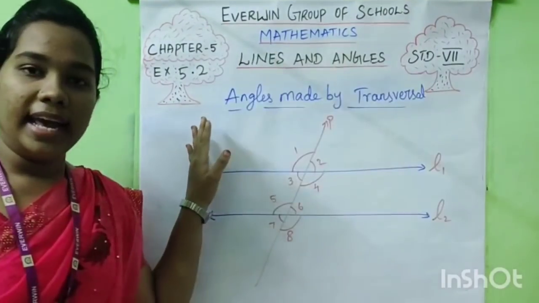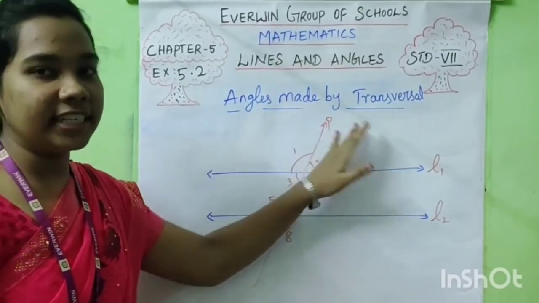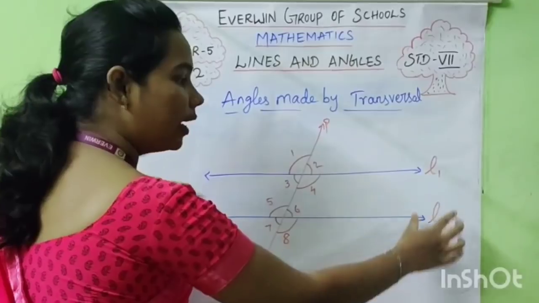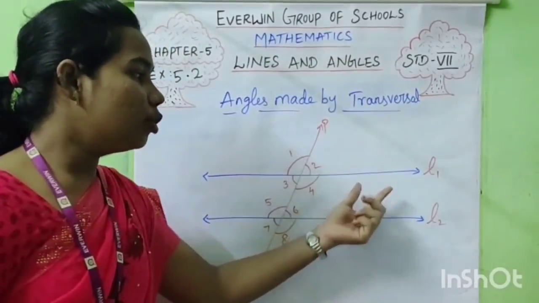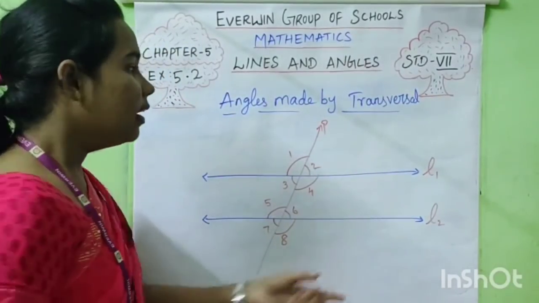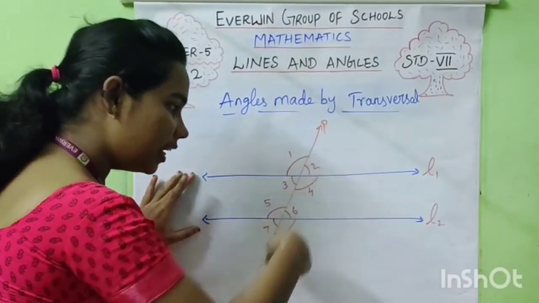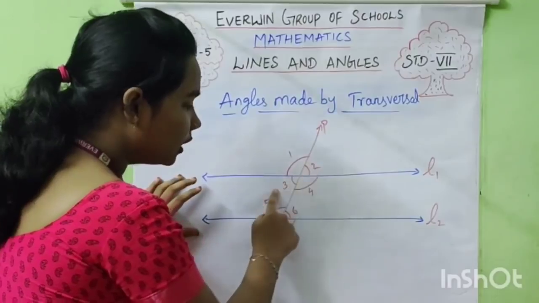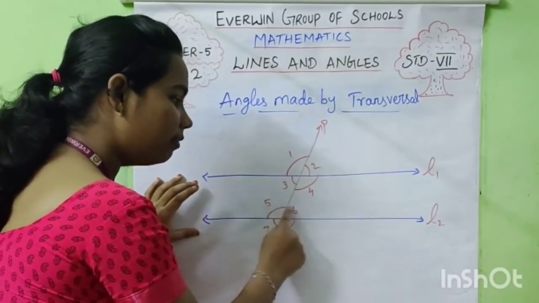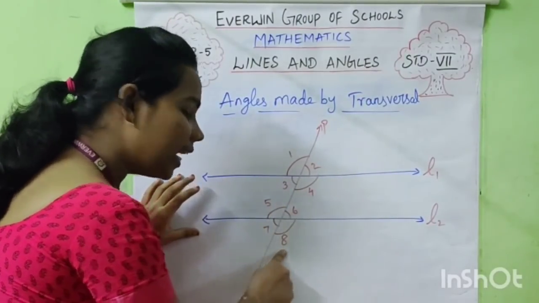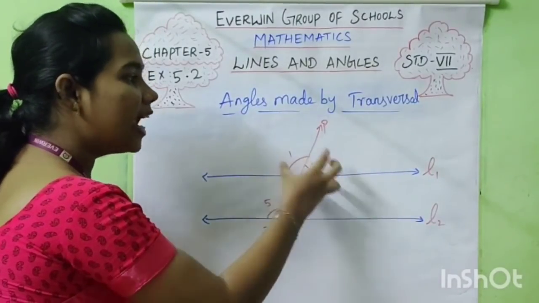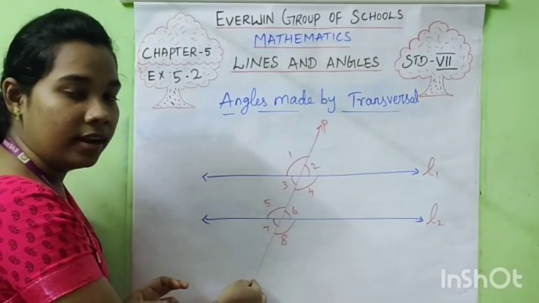Okay, children. Next, angles made by a transversal. The same, I am taking two parallel lines L1 and L2. These two parallel lines we have, and the transversal P cuts these two parallel lines. So that 1, 2, 3, 4, 5, 6, 7, 8 angles we are getting. So these are the angles made by a transversal.